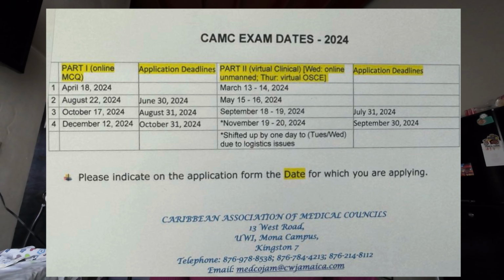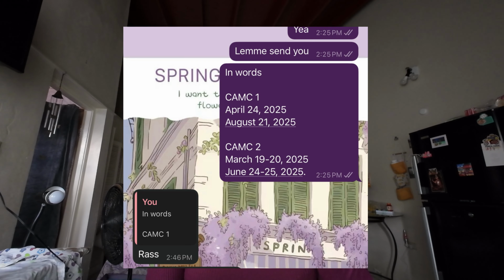Every year they drop some dates for CAMC part 1 and part 2. We really didn't have that many dates. I decided to go with the April 24 date, right? And I knew this from the year before. So I think it was December, and I think the next one was March and April. I don't remember. I will have to look back on the picture.